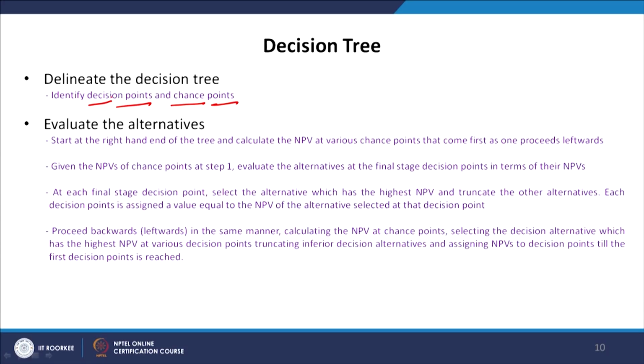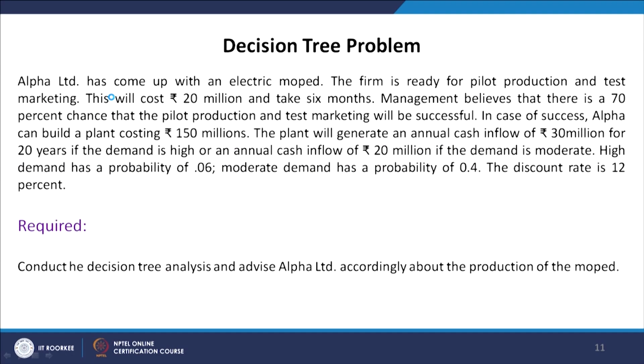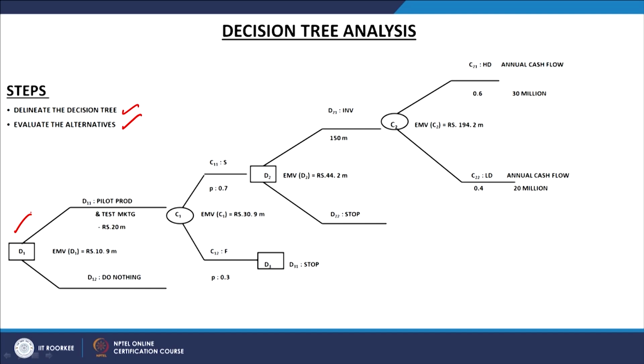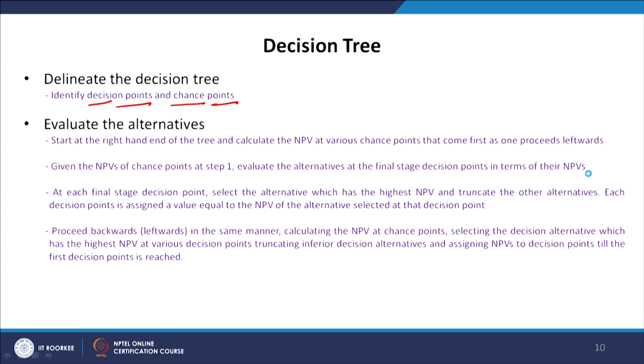Second is to evaluate the alternatives. When you have to evaluate the alternatives, read these steps very carefully. When you want to draw the tree, you can start from the left hand side, but when you want to evaluate the alternatives available, you have to start from this side, which is called the right hand side. So, left hand side and right hand side. In this case, first start at the right hand end of the tree and calculate the NPV. What is written here? Calculate the NPV at various chance points that come first as one proceeds leftward.